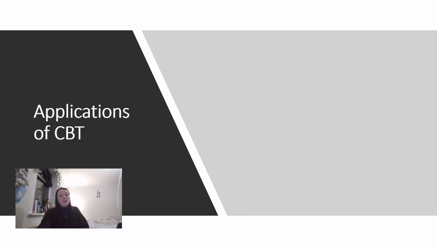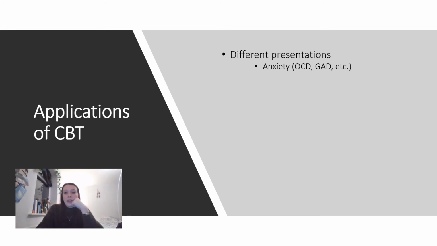Moving on to the applications of CBT. So as I said, this is a brief introduction. There's so many different ways that CBT has actually been applied. But thinking about different presentations, it could be anxiety stuff, OCD, GAD, generalized anxiety disorder. It could be depression. It could be trauma-focused CBT. So there is a specific form of CBT that's been adapted in a trauma-focused way. So that can be really helpful.